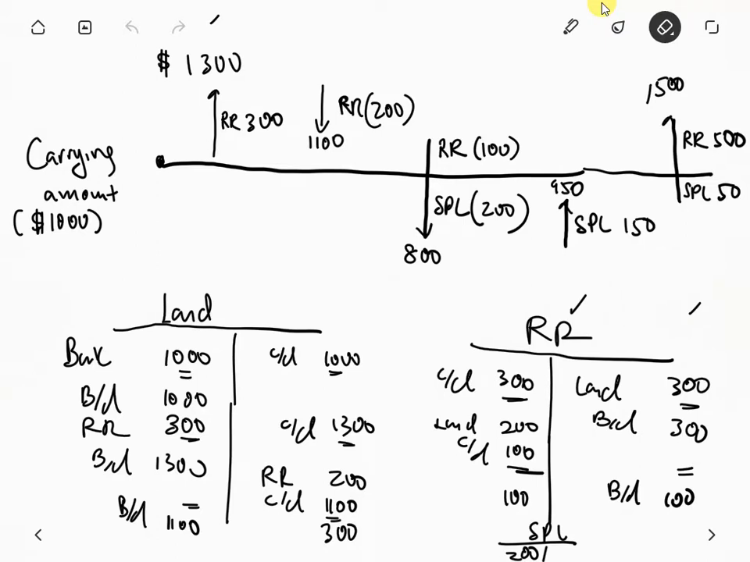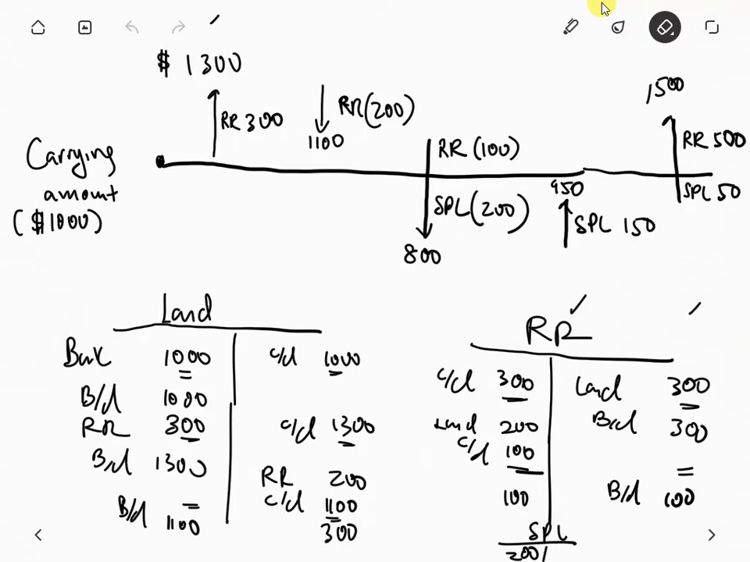Then another year, from 1,100, I reduce to 800. Reduce by 300. So how? I still have remaining RR, so reverse out whatever balance there is. Anything in excess will go to P&L, expenses, profit and loss.